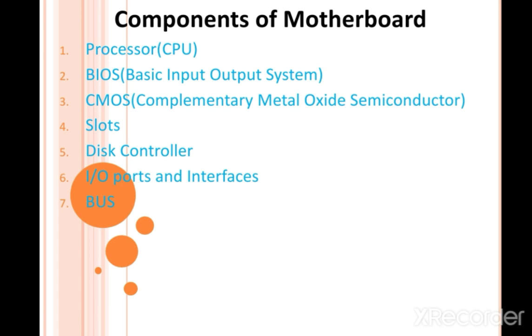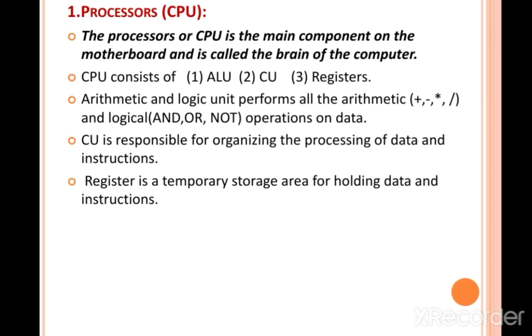The motherboard components are processor, that is CPU, BIOS, basic input output system. Third component is CMOS, that is complementary metal oxide semiconductor. Fourth component, slots. Next one, disk controller, input output ports and interfaces. Last component is bus. Let's see one by one in detail. First one, consider processor, that is CPU.